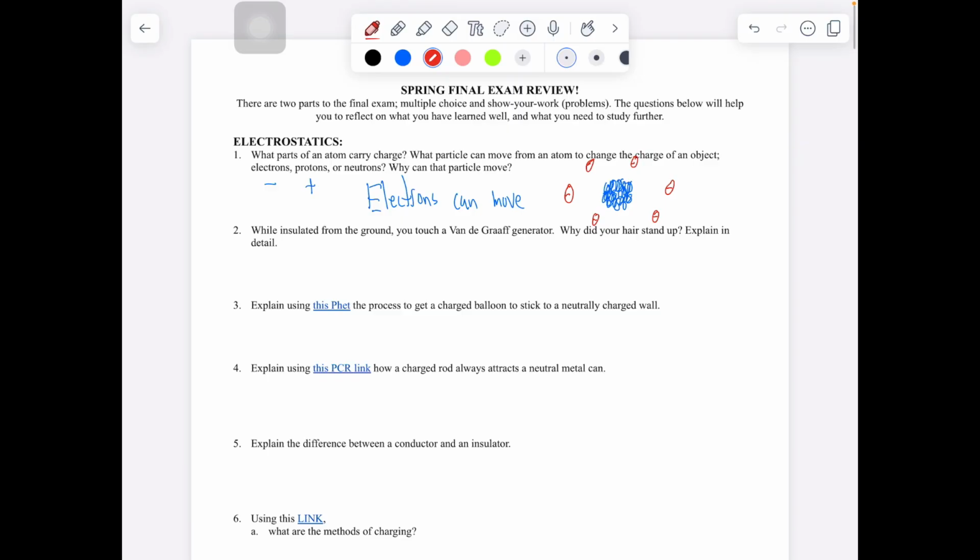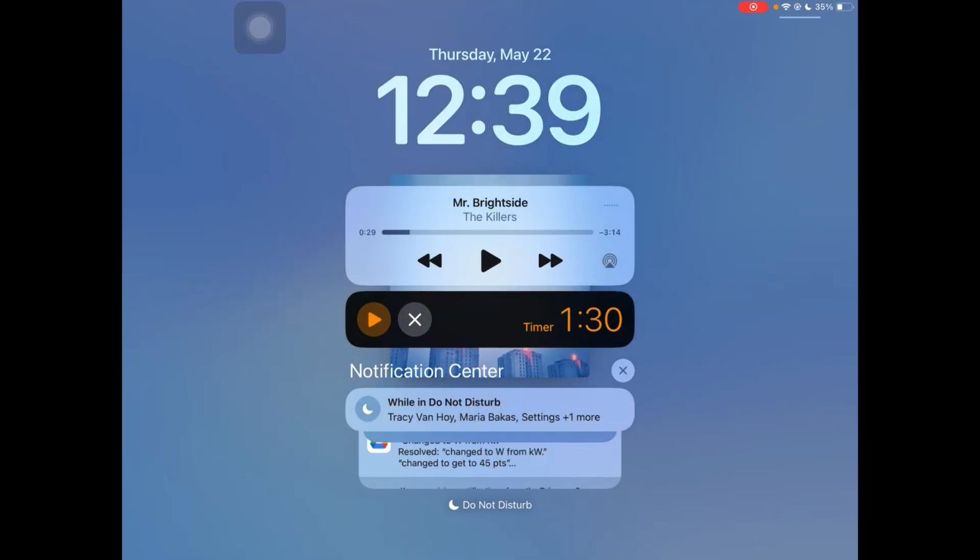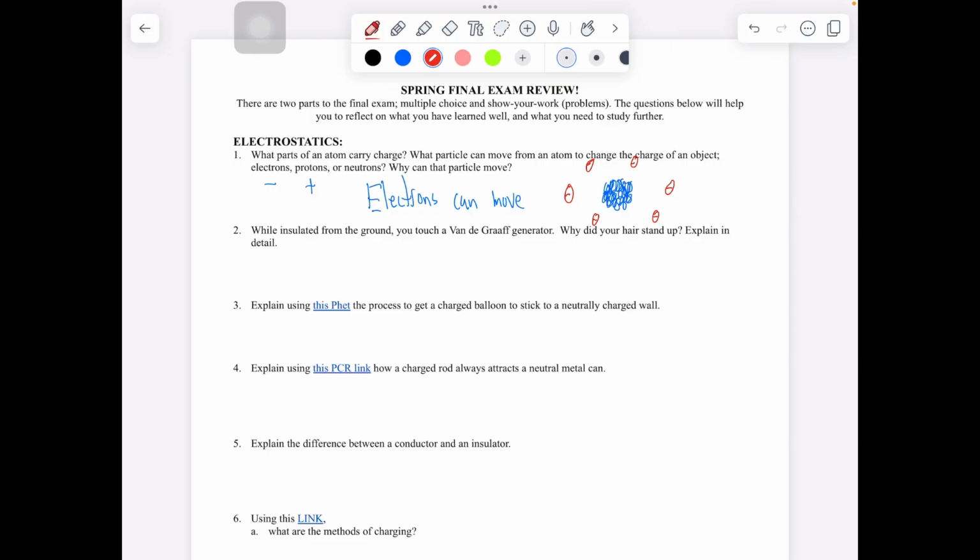Number 2, while insulated from the ground, you touch a Van de Graaff generator. Why did your hair stand up?